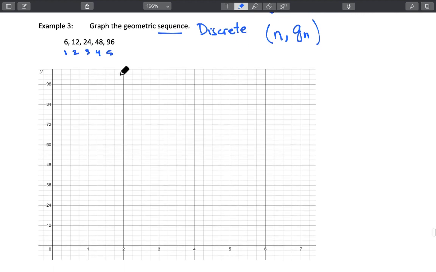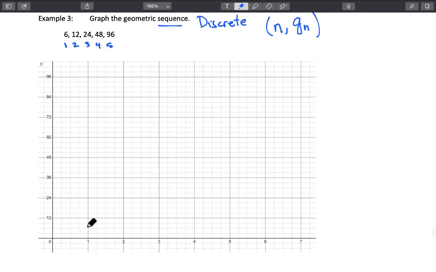So in this case, we are going to plot the point 1 over and 6 up, 2 over and 12 up, 3 over and 24, 4 and 48, 5 and 96. So you can see how if you were to fit a line over this, this is growing exponentially, and this geometric sequence here looks like they're growing by multiples of 2.